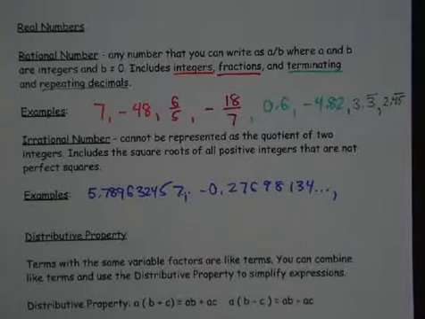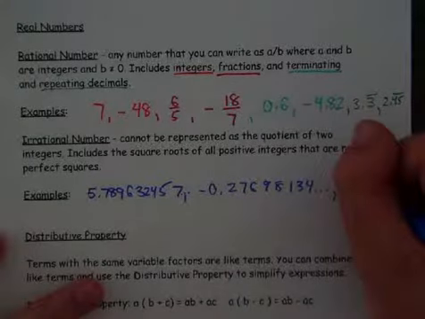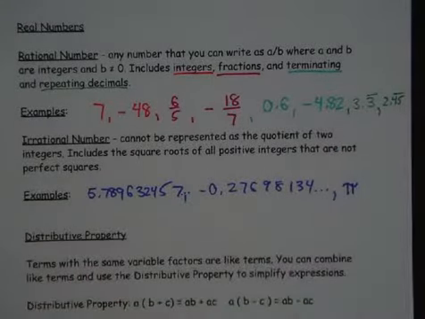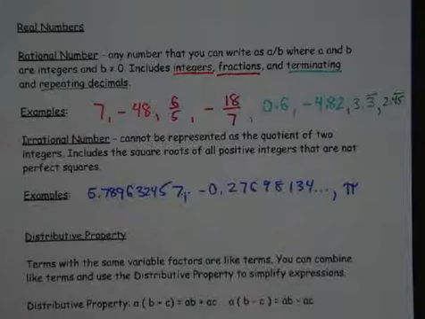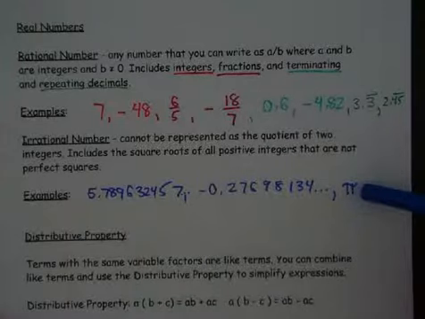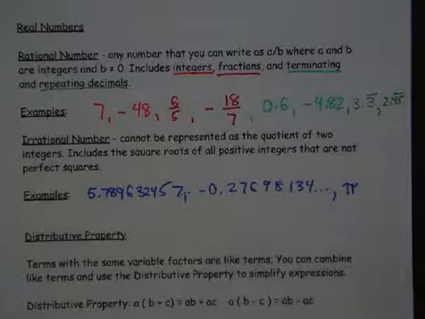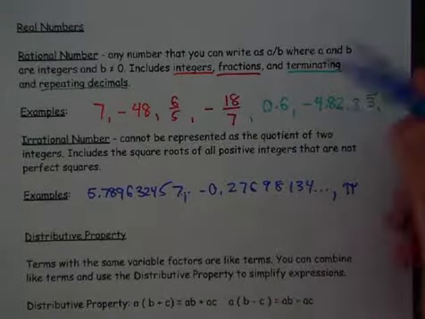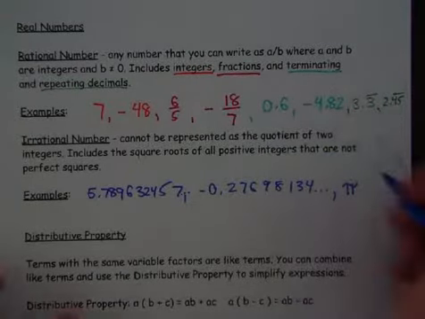Okay? Number you might know, pi, the ratio of the circumference of a circle to the radius, or I'm sorry, to the diameter. Obviously, that is a non-repeating, non-terminating decimal, 3.14159, et cetera. And then any square roots of positive integers that are not perfect squares.